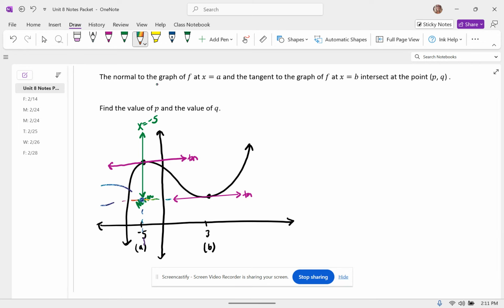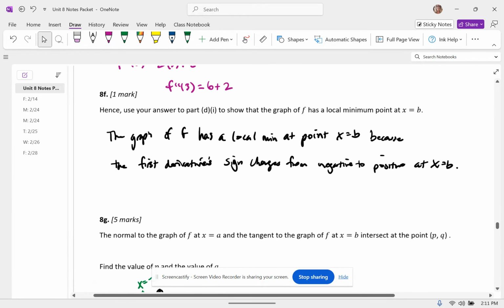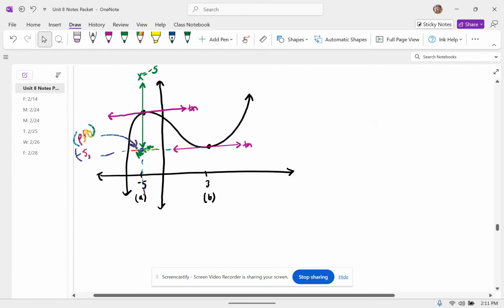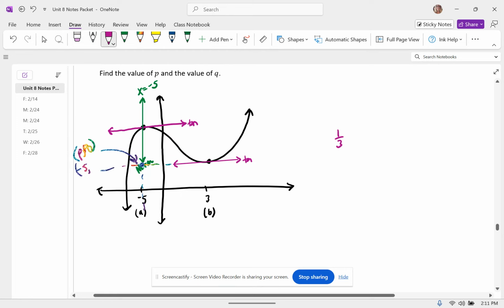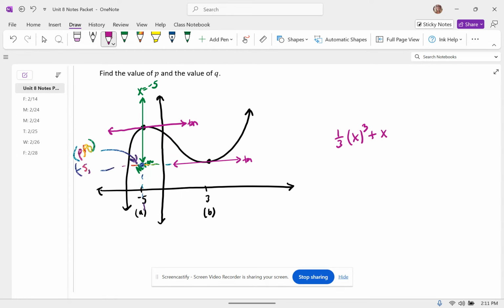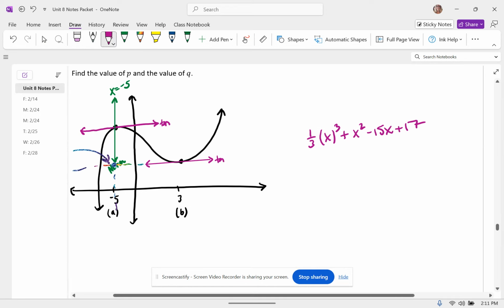First of all, PQ is happening here, right? P is the x coordinate, negative 5, and then Q's what? Y. What do you have to do? Plug it in. What are you going to plug in? To the regular f. Can you guys read me the equation in the original? 1/3 x to the 3 plus x squared minus 15x plus 17. Okay, and we have to evaluate it for 3?